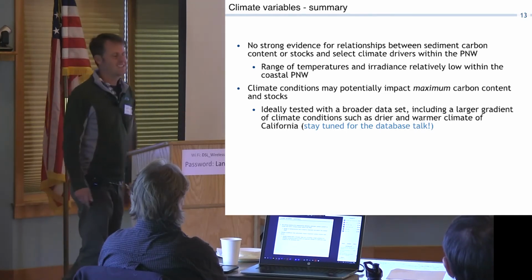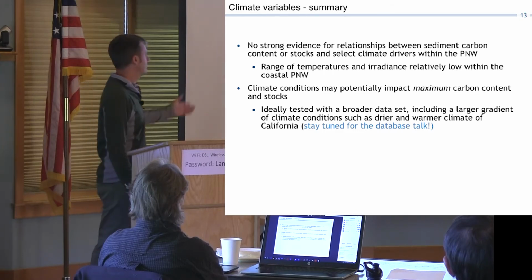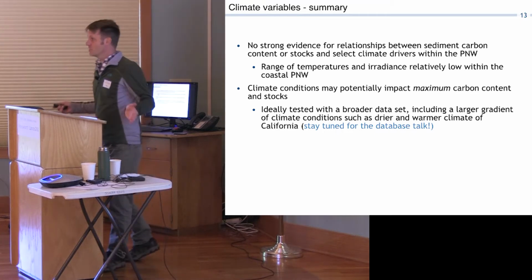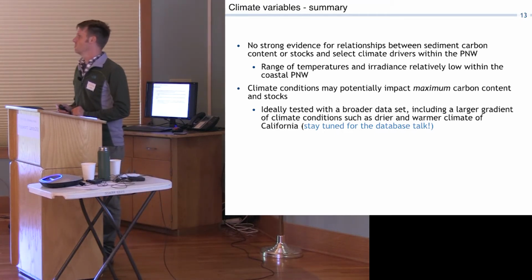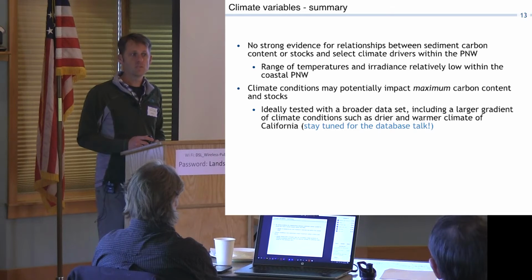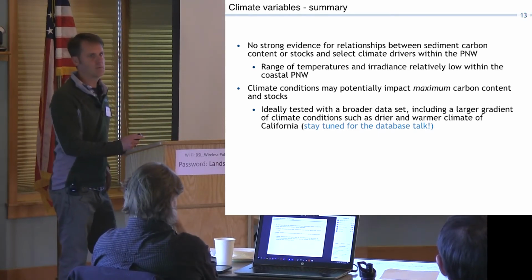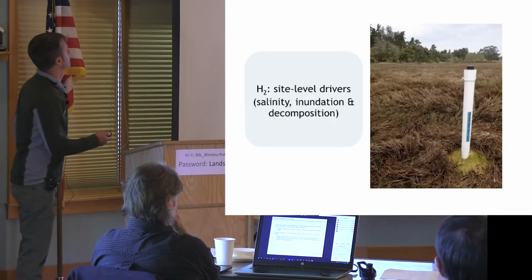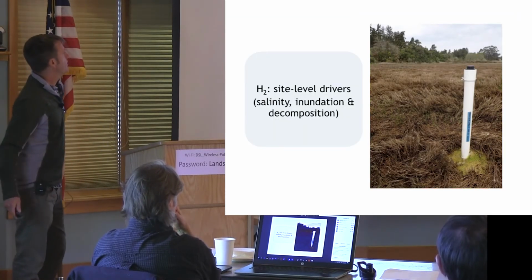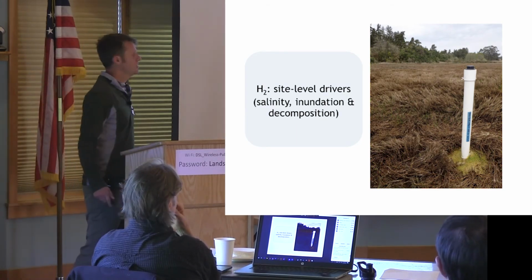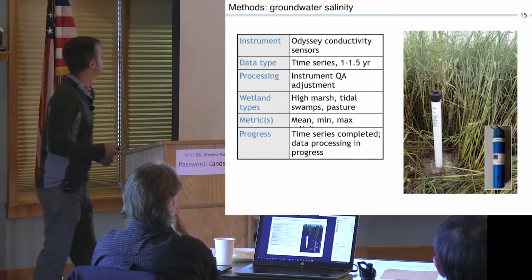And then I'm going to be giving the next talk after the break on the database. And the database, as I'll show a little bit later, we have a much larger data set, and we have a broader range of environmental conditions because we're including some sites further south into California and farther north into British Columbia. So that may be actually a more appropriate data set to look at some potential climate relationships with carbon stocks. So the next hypothesis was to look at potential site level drivers such as salinity and inundation and decomposition.